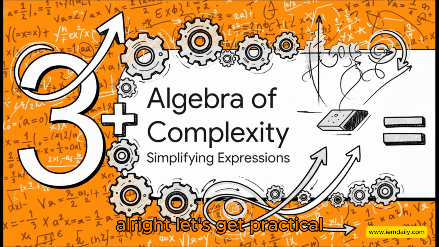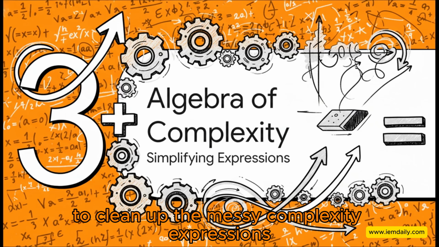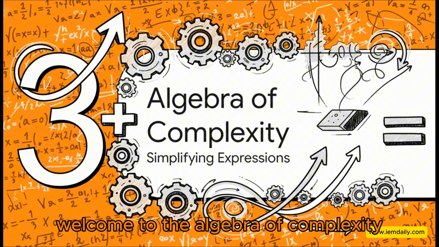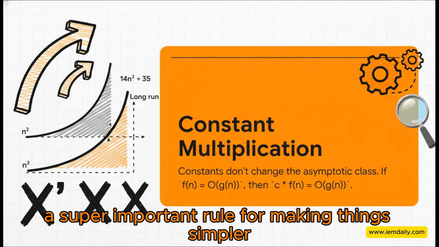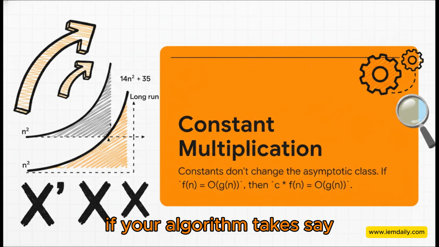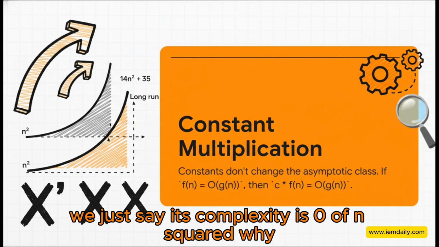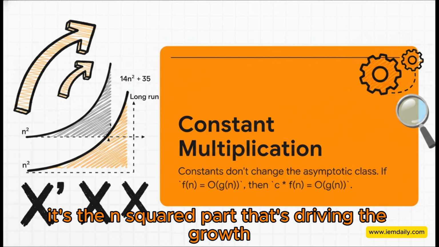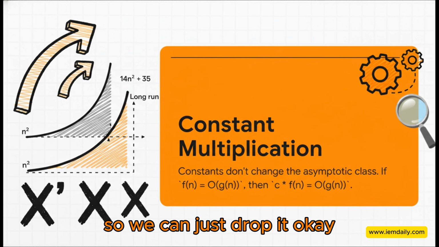All right, let's get practical. How do we actually use all these properties to clean up the messy complexity expressions that we get when we're analyzing real code? Welcome to the Algebra of Complexity. First things first, a super important rule for making things simpler: constant factors just don't matter. If your algorithm takes, say, 7n² steps, we just say its complexity is O of n². Why? Because as n gets really, really big, it's the n² part that's driving the growth, not that little constant 7. So we can just drop it.